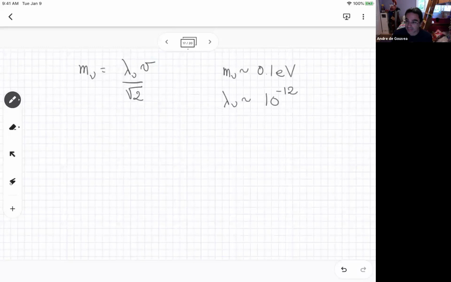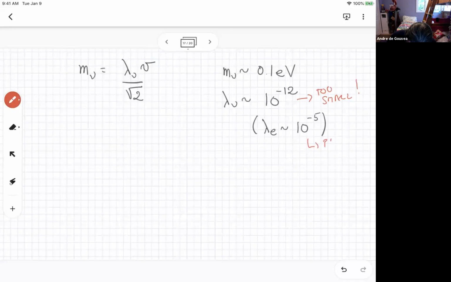Okay, so that's how you fit the data of what the neutrino masses are. I want to remind you that the electron Yukawa coupling is about 10 to the minus 5. So some people will say that this is too small. I don't know what that means, because 10 to the minus 5 is already pretty small. So I have no idea where the boundary is between pretty small and too small. But it is a generic complaint that people like to write down.